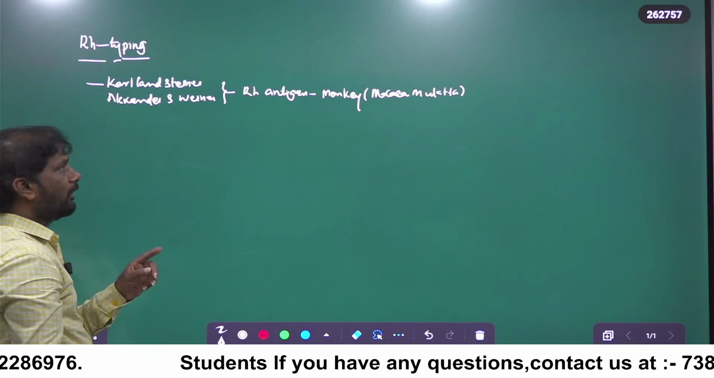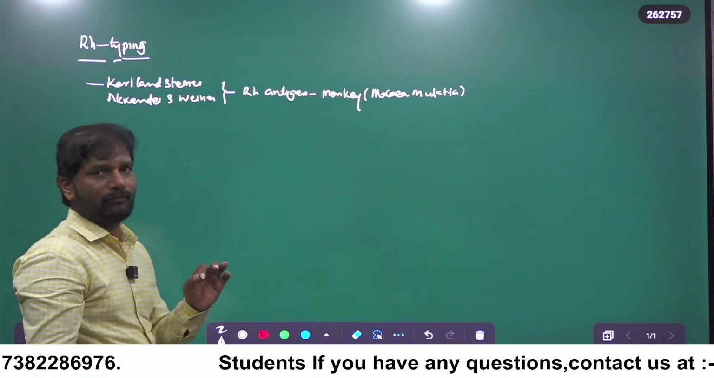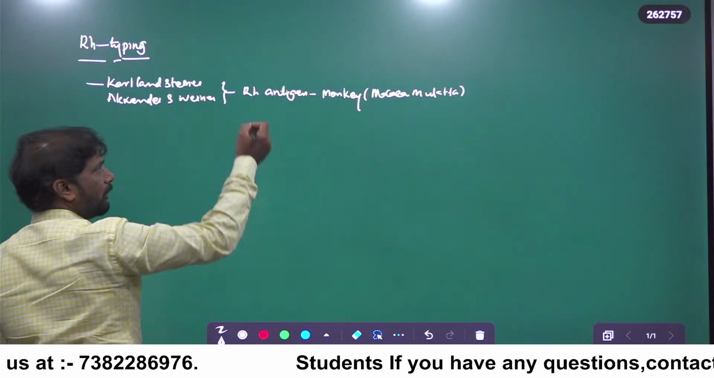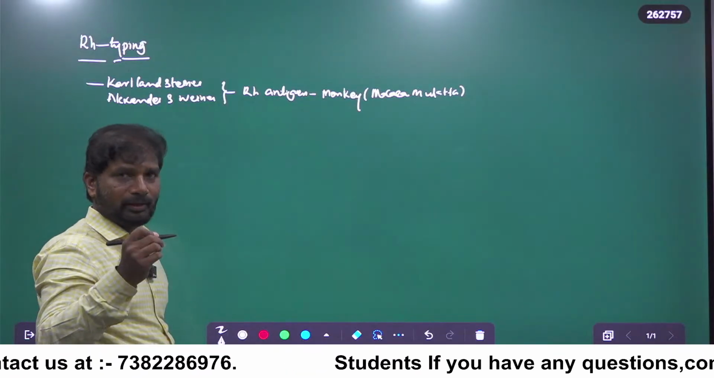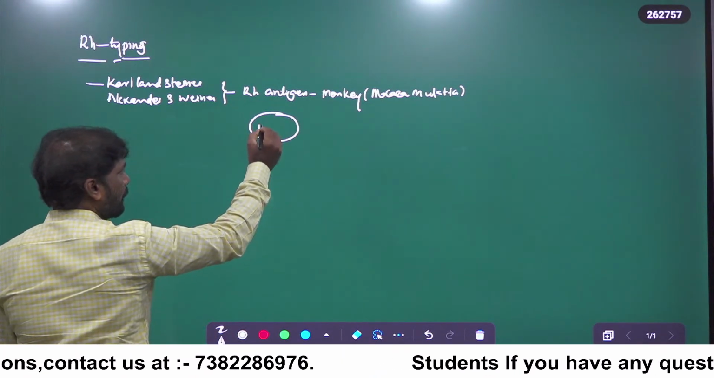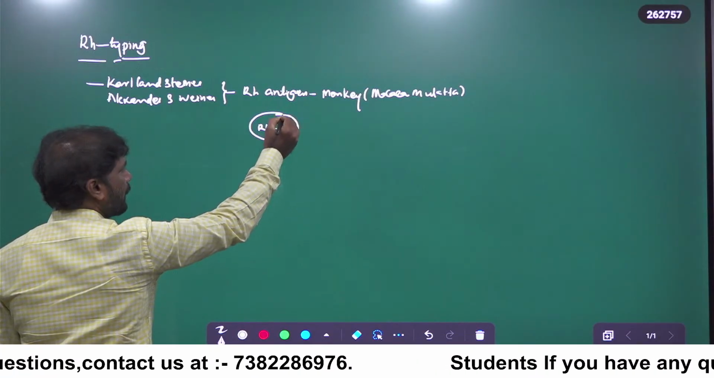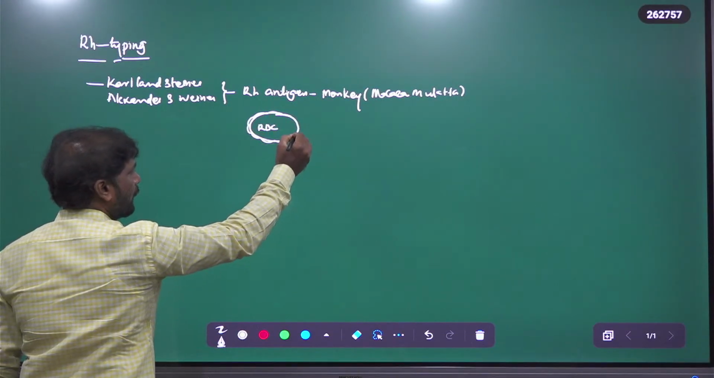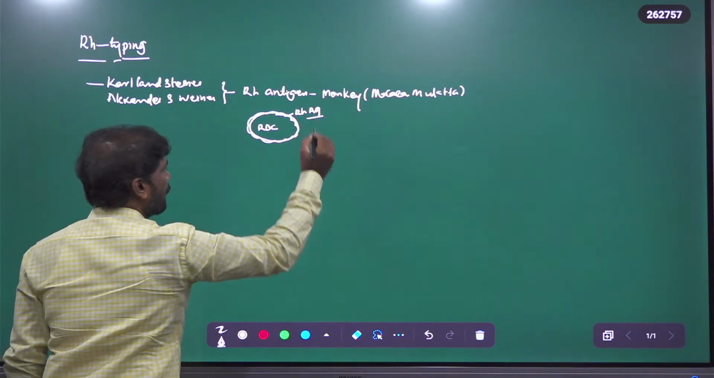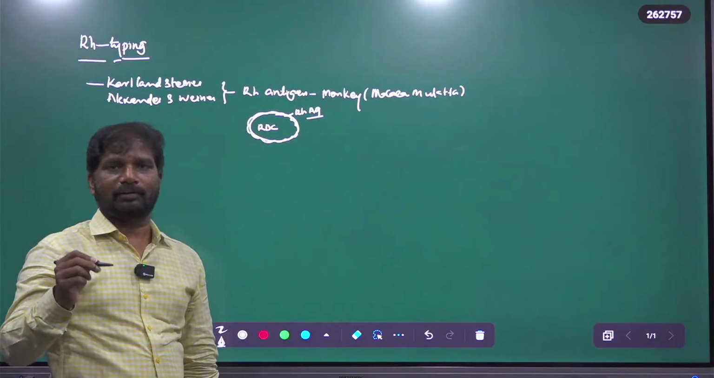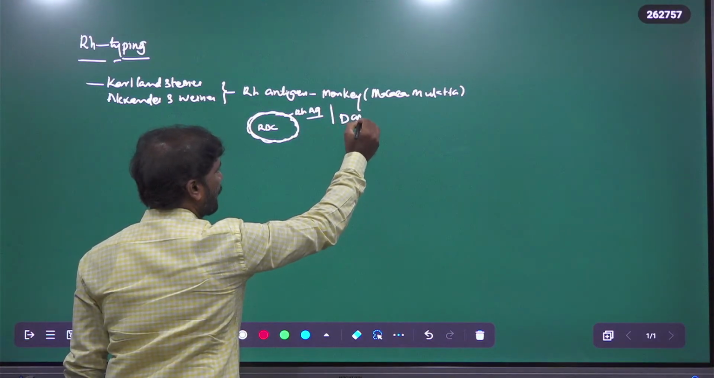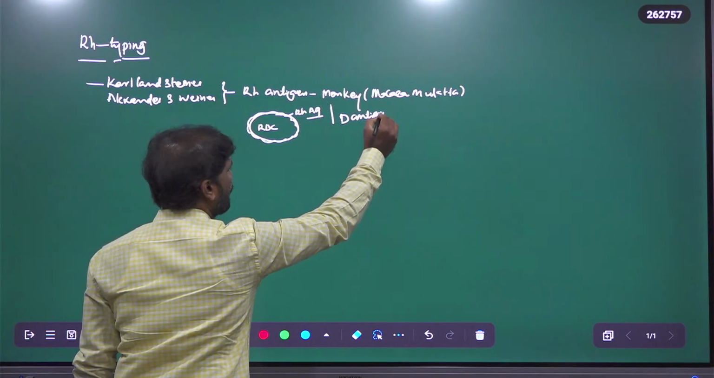After that, this RH antigen was also identified in the blood of human beings, especially on the RBC. The RBC includes the plasma membrane. On the plasma membrane, the RH antigen is identified. Later on in human beings, this RH antigen is also known as the D antigen.